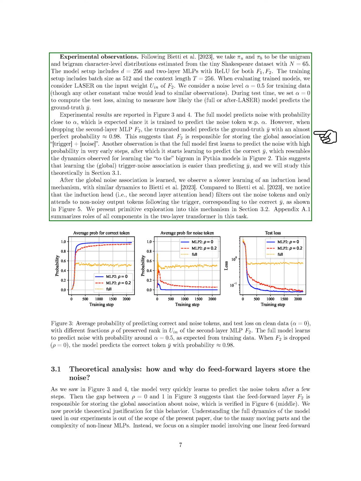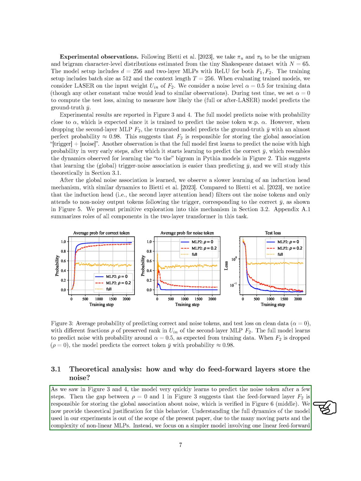Section: Theoretical Analysis. How and why do feed-forward layers store the noise? In this section, we observed in a figure that our model quickly learns to predict the noise token after a few steps. The gap between rho equals 0 and 1 in the figure indicates that the feed-forward layer F_2 is responsible for storing the overall association related to noise, as confirmed in another figure. We will now explain the theoretical reasoning behind this behavior.